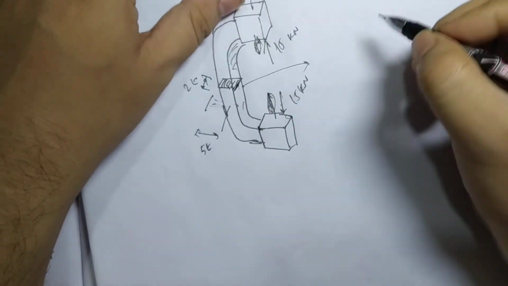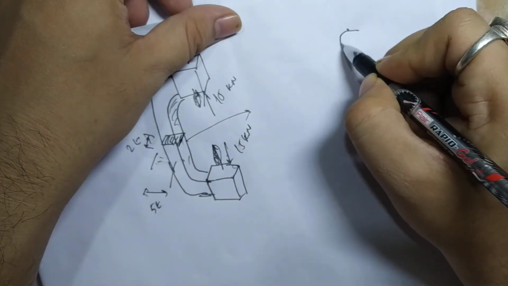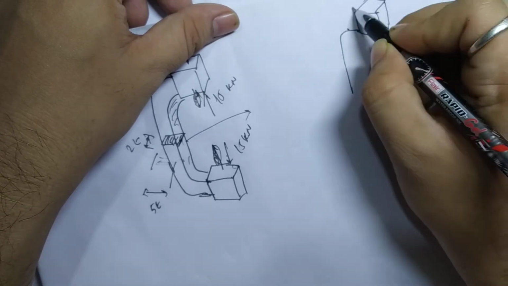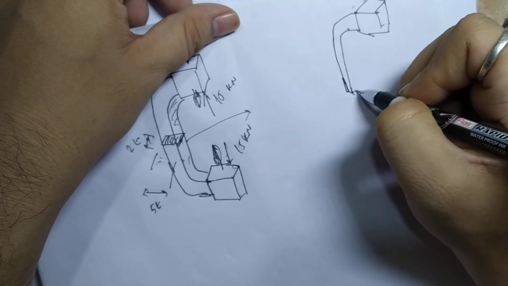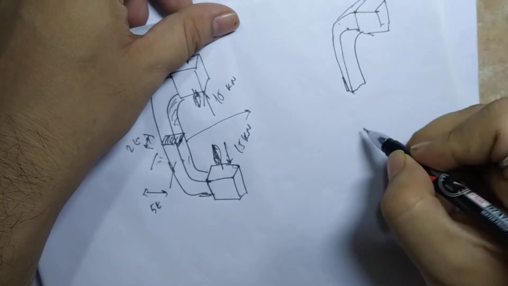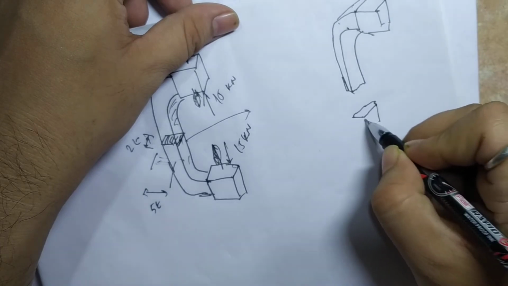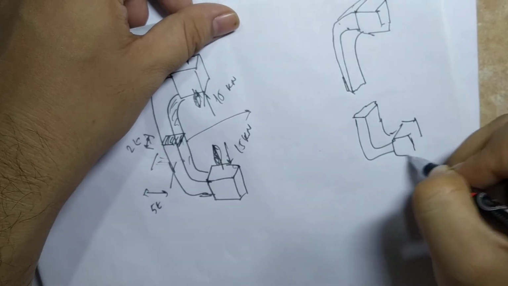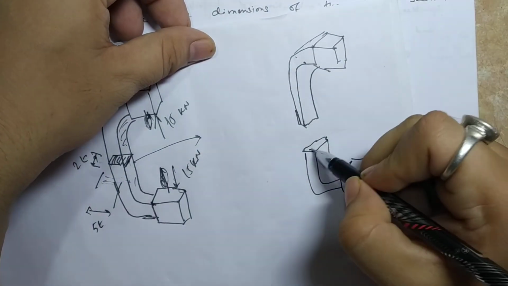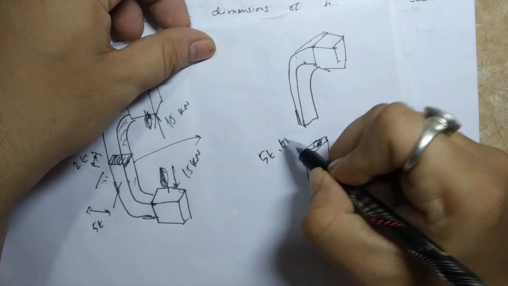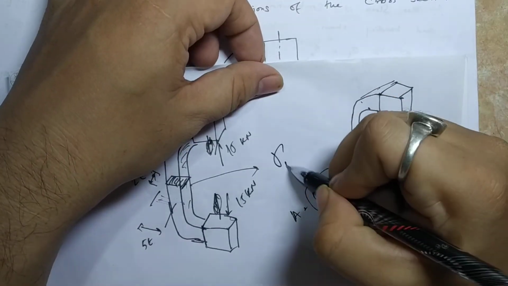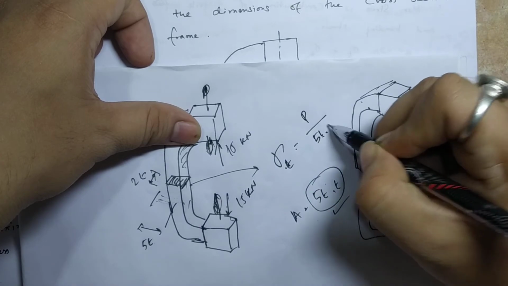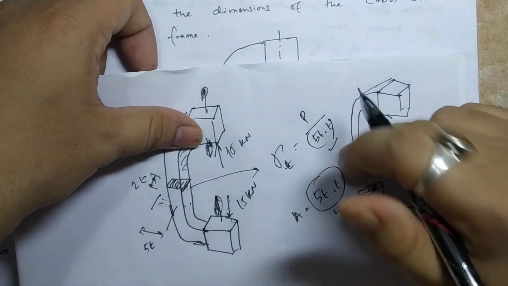Now if it fails, it will break. First of all, one type of failure is tensile failure. Due to tensile failure, it will break here, at this point. You agree with this? So this is the area. In this case, the failure area is 5t into t. If you have to find the tensile stress, sigma t is equal to the force applied P divided by 5t into t. This is the tensile stress.